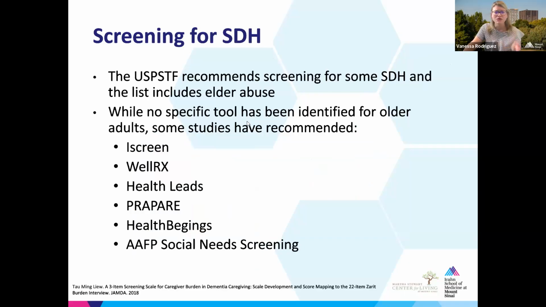The USPSTF recommends screening for some social determinants of health, and the list includes elder abuse, which is often not actually considered in practice. I think the difficulty is that there's no specific tool that has been identified for older patients. But there are some studies that recommend some options, and I'm listing some here. So these are things to read through and see which one will apply to your own population.